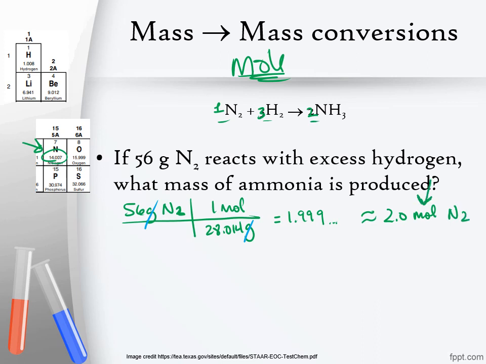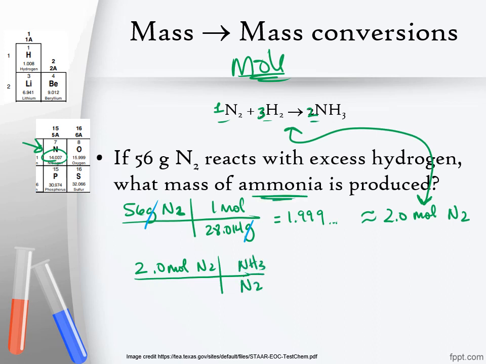Now that I have moles of nitrogen gas, I can use my mole ratios. So now I'm going to do 2.0 moles of nitrogen gas. I want nitrogen to go away. I want to flip my nitrogen into ammonia. I'm going to put nitrogen on the bottom, put ammonia on the top. Now I'm going to use those coefficients from my balanced equation. I have an invisible 1 in front of the nitrogen gas. I have a 2 in front of ammonia.